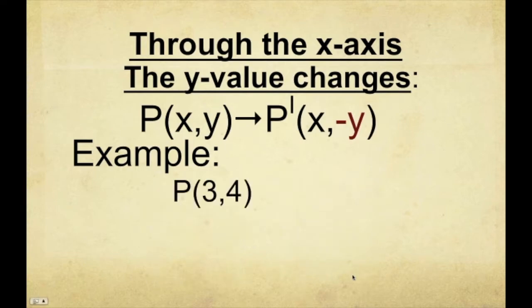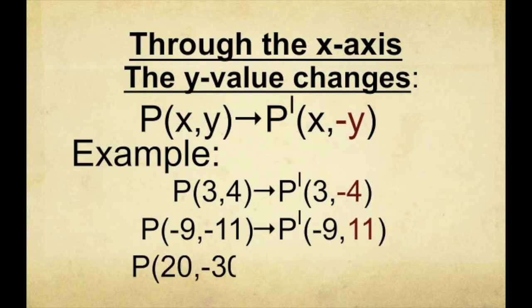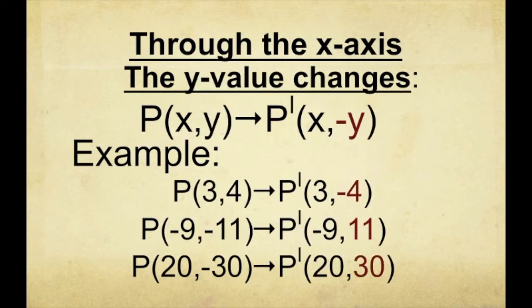How about the point P at (3, 4)? Well, that's going to become P prime at (3, negative 4). Again, our y changes. How about P at (negative 9, negative 11)? Well, that's going to become P prime at (negative 9, positive 11). And how about this one? P at (20, negative 30). That's going to become (20, 30). Again, just because we're reflecting through the x-axis, our y value is changing to its opposite.